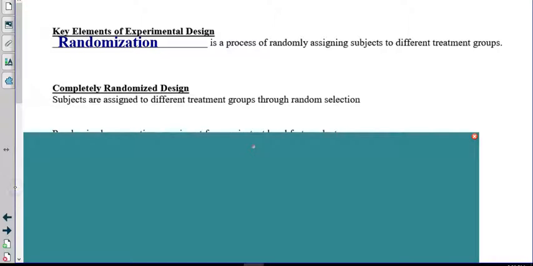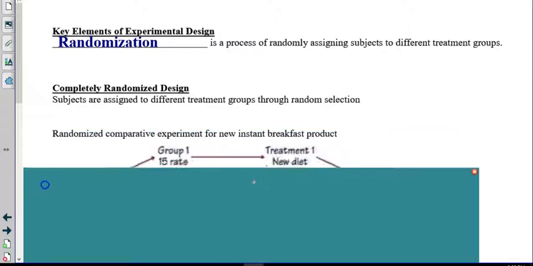All right, so completely randomized design. If something's completely randomized, subjects are assigned to different treatment groups just through random selection. So like I put all your names in a computer, I assign you each a number, and then I run a random number generator like we've done in the calculator, and then this many go to this group, this many go to that group. Kind of common sense.